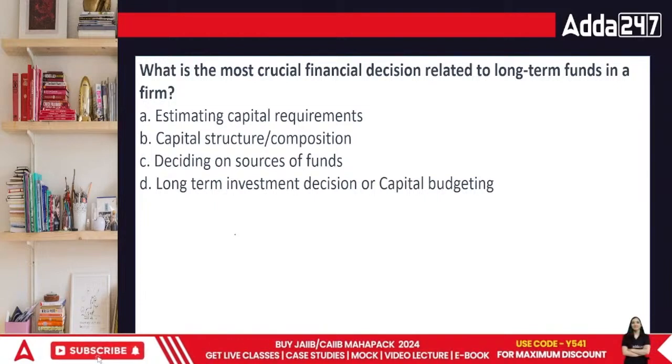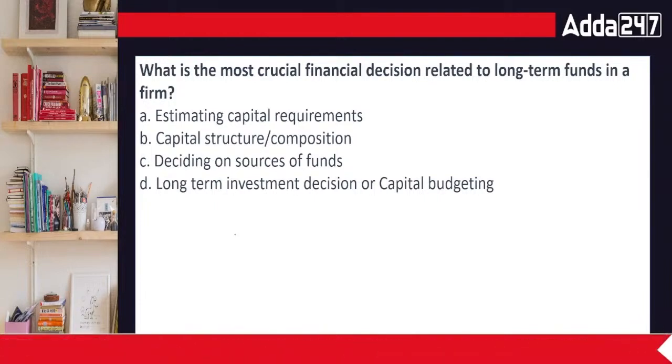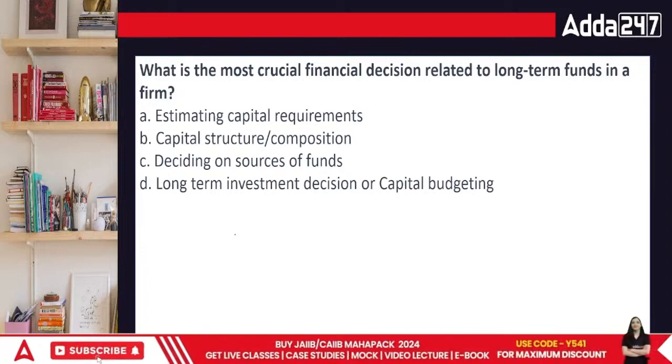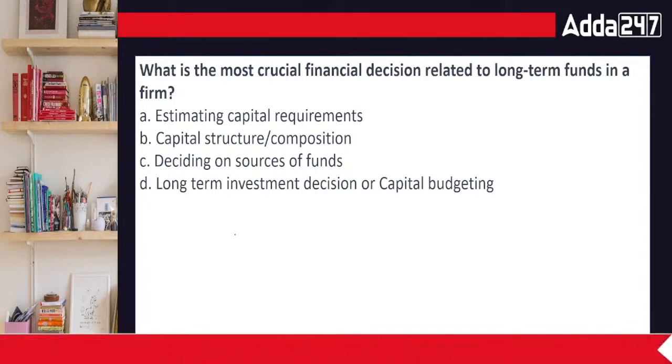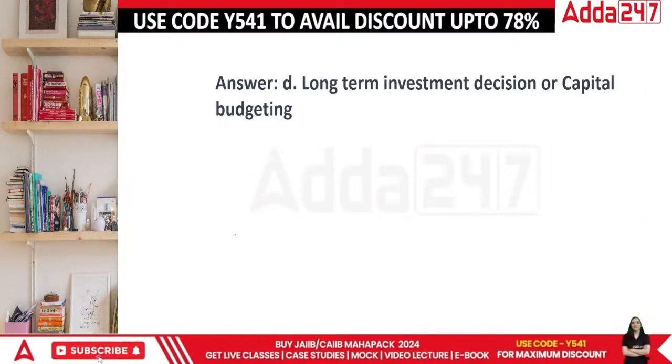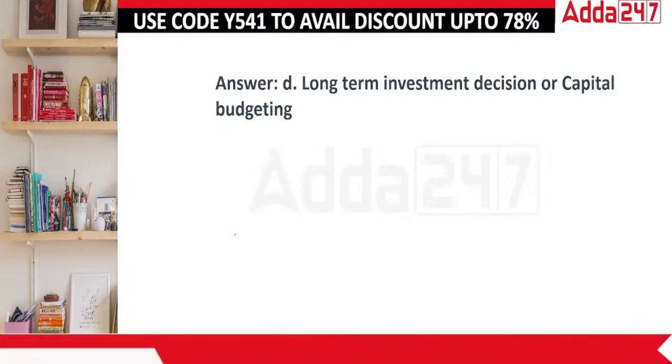What would be the answer, everyone? The most crucial financial decision. The most crucial financial decision is estimating capital requirements. Indeed, it is. We need to know what amount of it. Actually, not only the capital, but we want to know what is the perfect blend. So I'll still go with the long-term investment. In this case, the answer is actually long-term investment decision, and that makes sense, because capital budgeting is what?